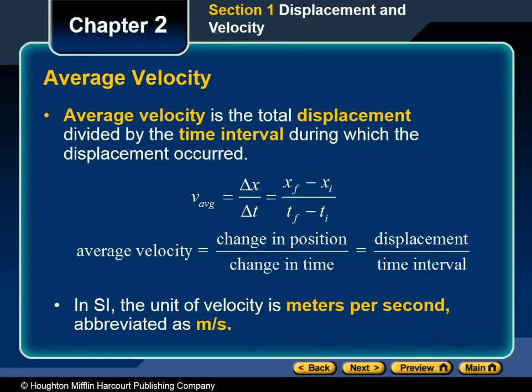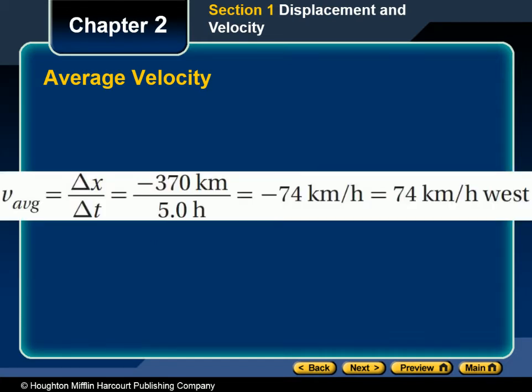As an example, consider a car trip to a friend's house 370 kilometers to the west, which is the negative direction, along a straight highway. If you left your house at 10 a.m. and arrived at your friend's house at 3 p.m., your average velocity would be shown on the screen now. This value is an average. You probably did not travel exactly 74 kilometers per hour at every moment.